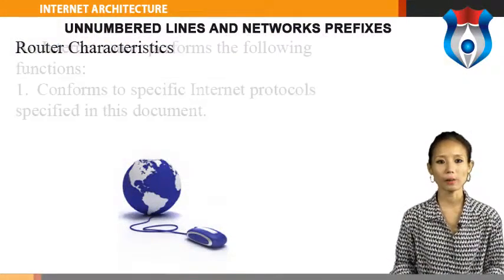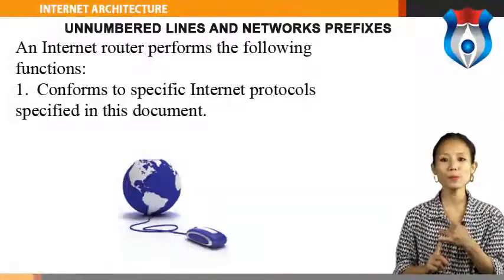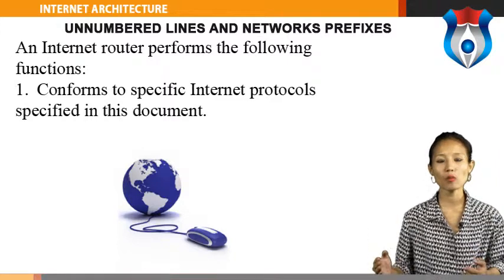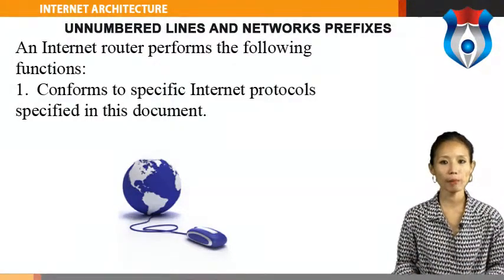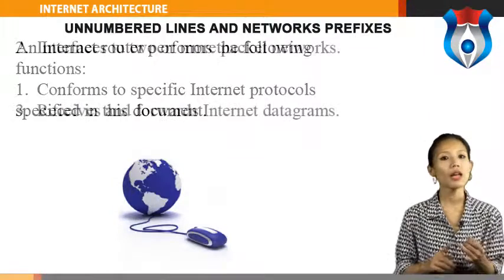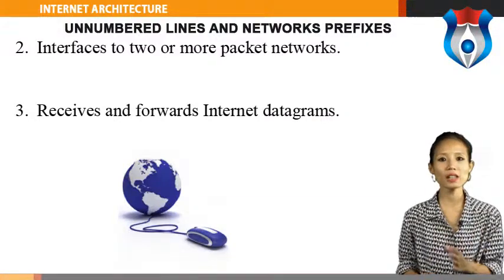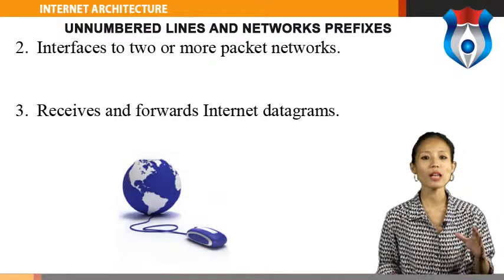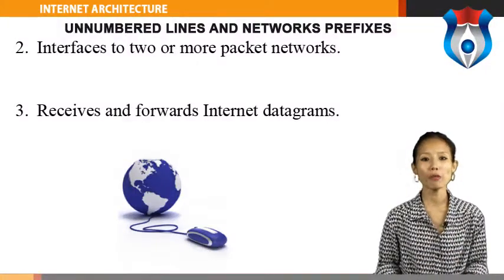Router characteristics. An internet router performs the following functions. Conforms to specific internet protocols specified in this document, including the Internet Protocol (IP), Internet Control Message Protocol (ICMP), and others as necessary. Interfaces to two or more packet networks. For each connected network, the router must implement the function required by that network. Receives and forwards internet datagrams. Important issues in this process are buffer management, congestion control, and fairness.